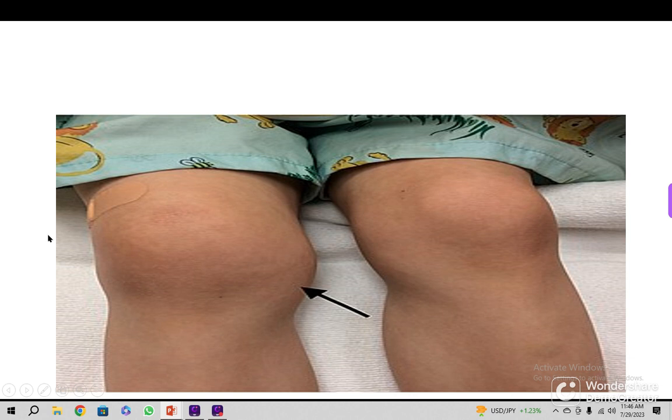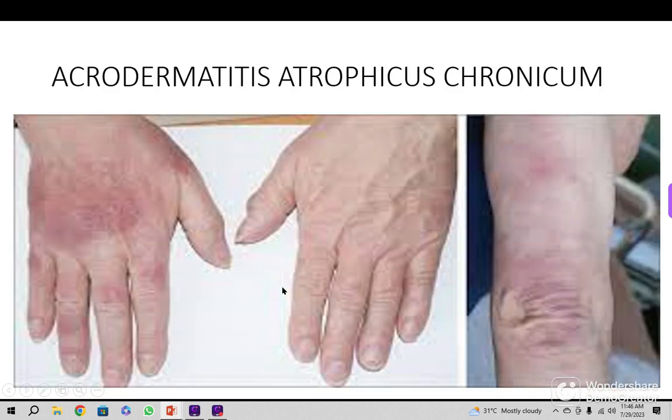And this is the joint effusion. The knee joints are badly involved, and here is the protrusion which you see. The effusion collects in this part. It is commonly seen in rheumatoid arthritis, but another important differential of rheumatoid arthritis is infective arthritis such as Lyme disease. This is acrodermatitis atrophicans chronica.